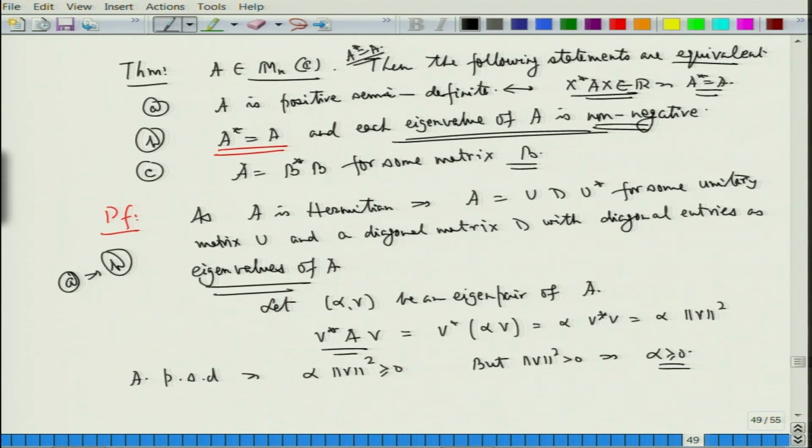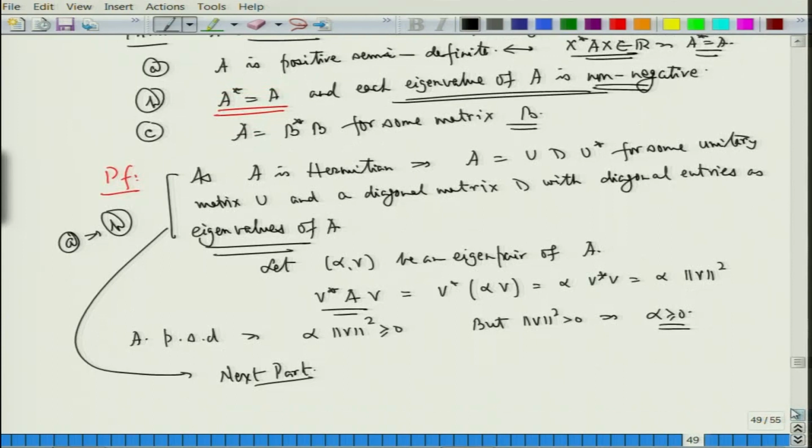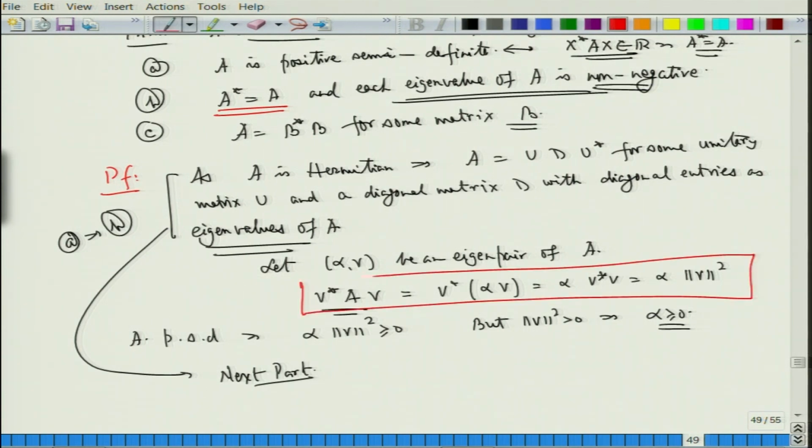Again have a look at it nicely. A is Hermitian implies A equal to U D U star for some unitary matrix U, and D is the diagonal of eigenvalues, fine. But anyway, I have not used that idea at all. I should have used it. So, this is to be used for the next part. I have to show that eigenvalue part. So, let alpha comma V be an eigenpair of A. Then V star A V is this expression that you can compute yourself.